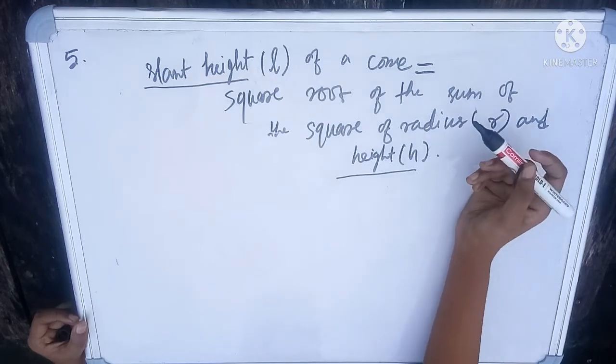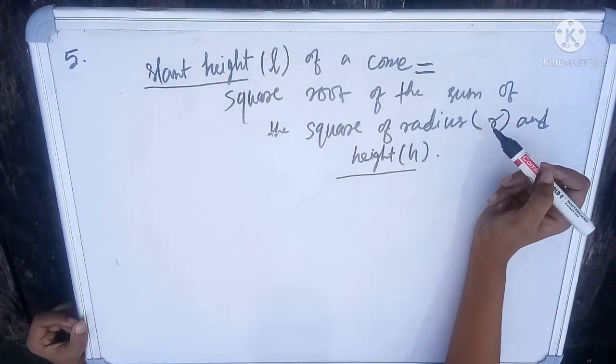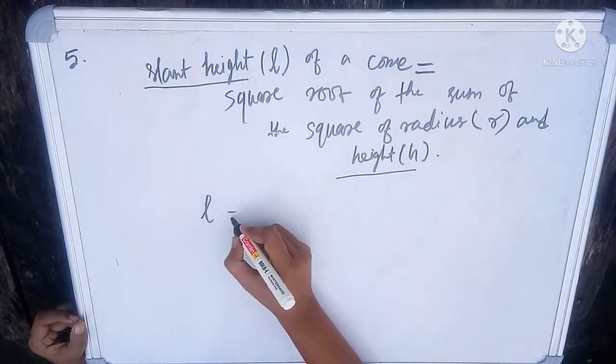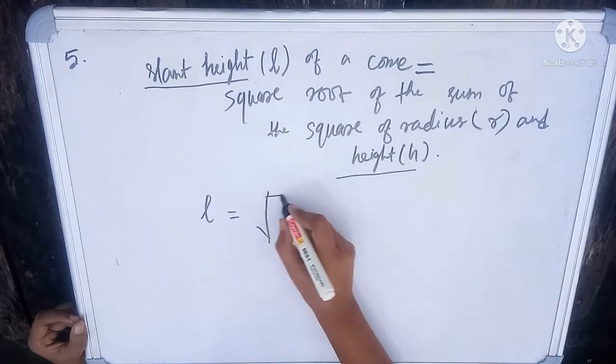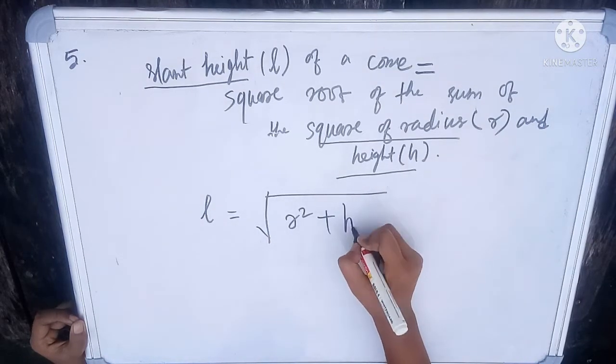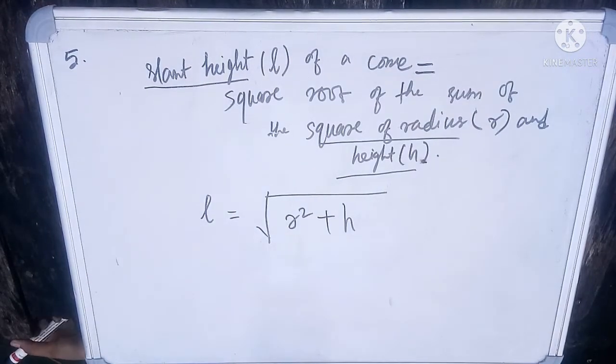So you can see here the slant height of a cone is equal to the square root of the sum of the square of the radius and height. So we can write this as l is equal to the square root of the square of the radius plus the square of the height h. So this is the formula which is required in the question. Now moving on to the next question.